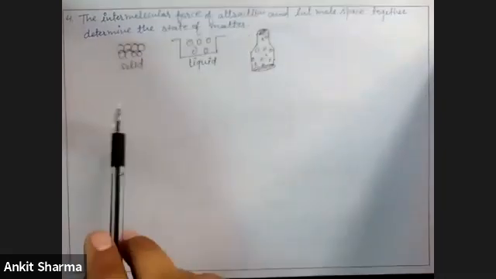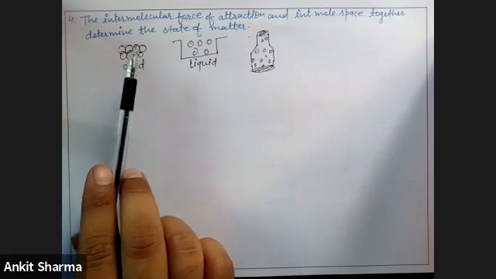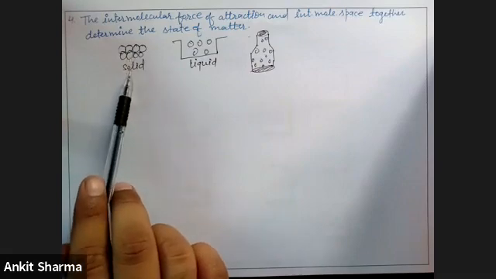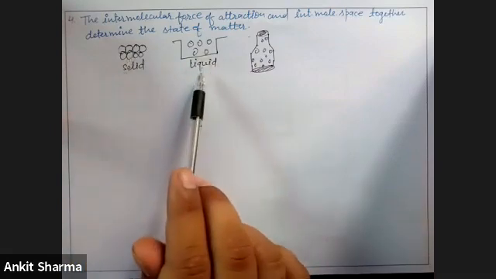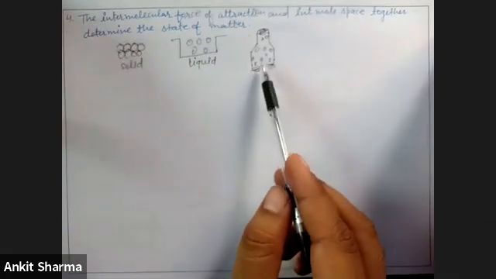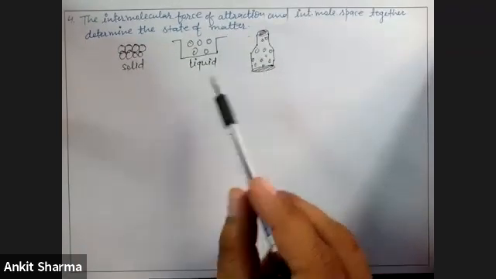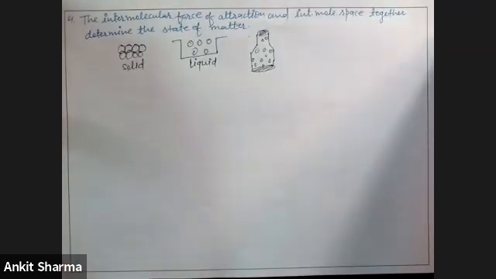If there is very little space between them, then it will be said to be solid. If there is some space, then it will be liquid in comparison to solid, and if there is a lot of space, then it will be in gaseous form.